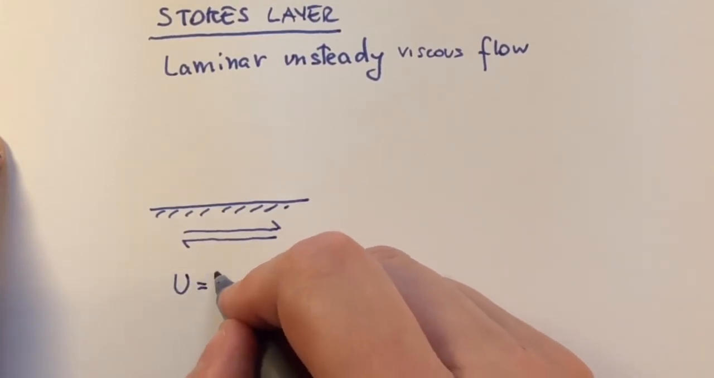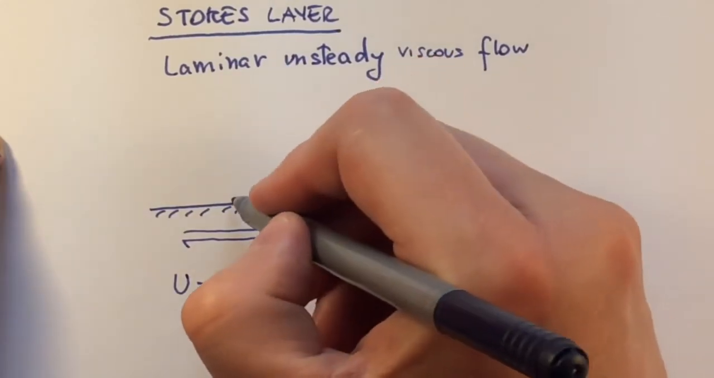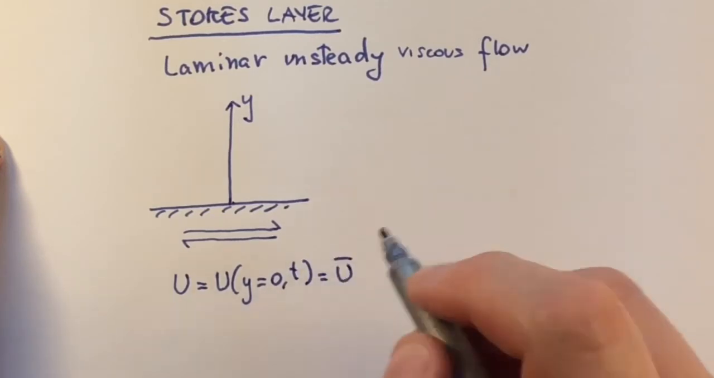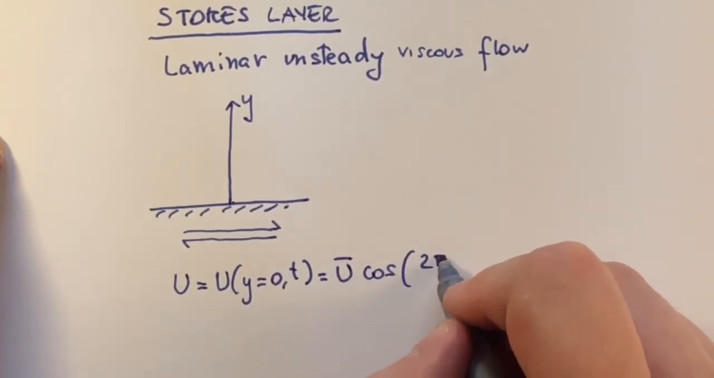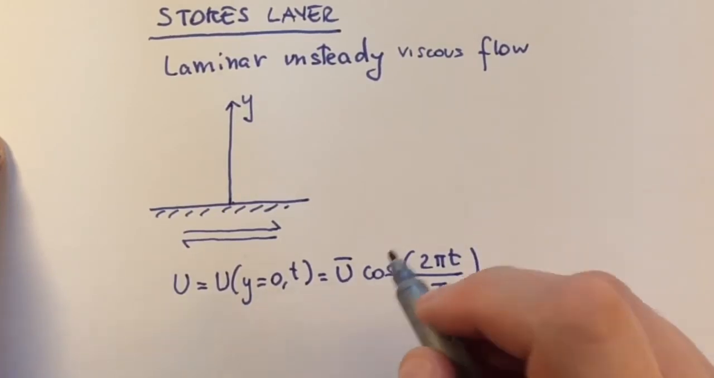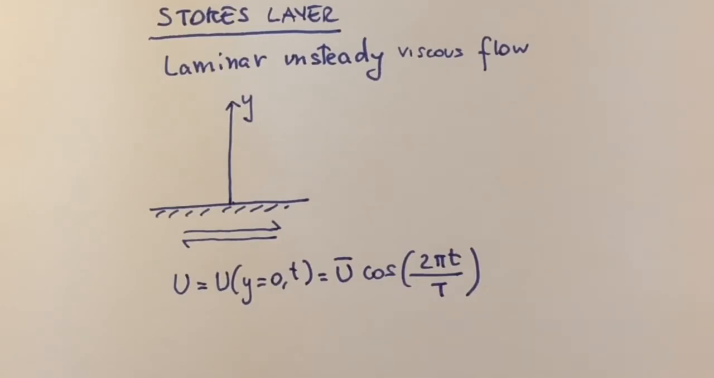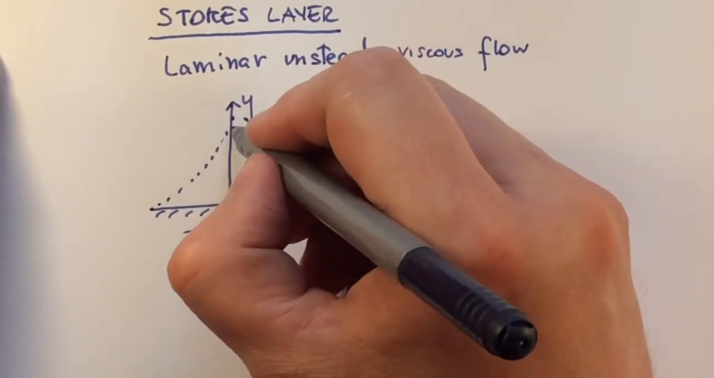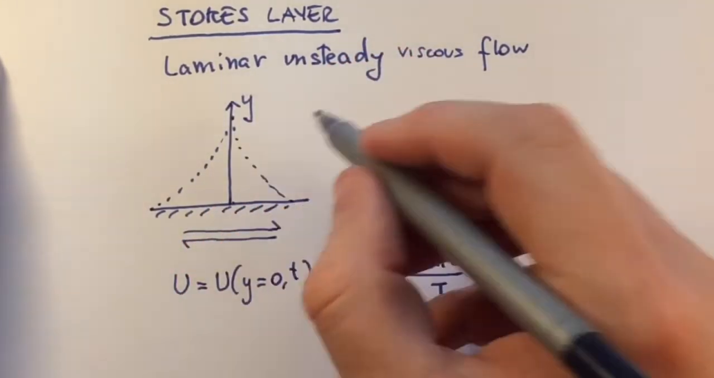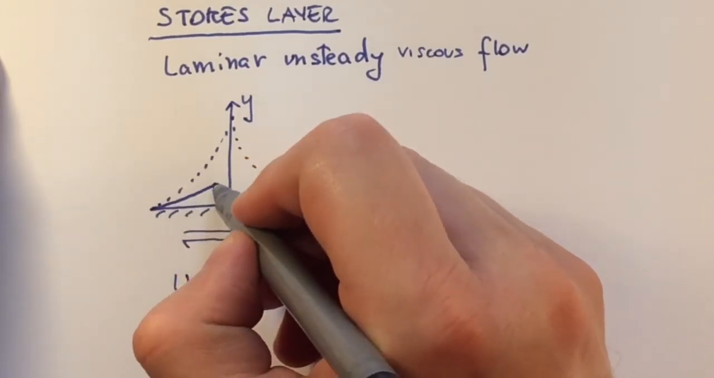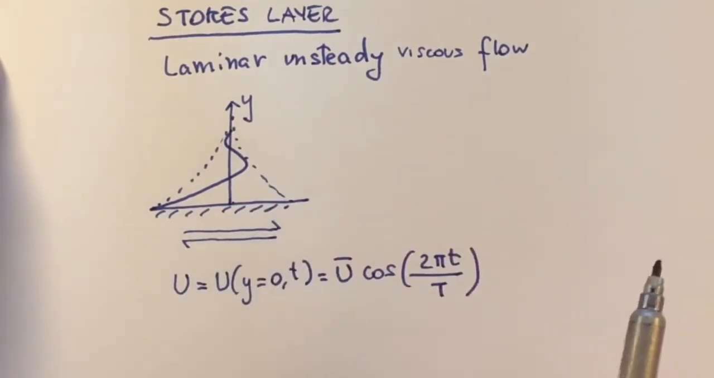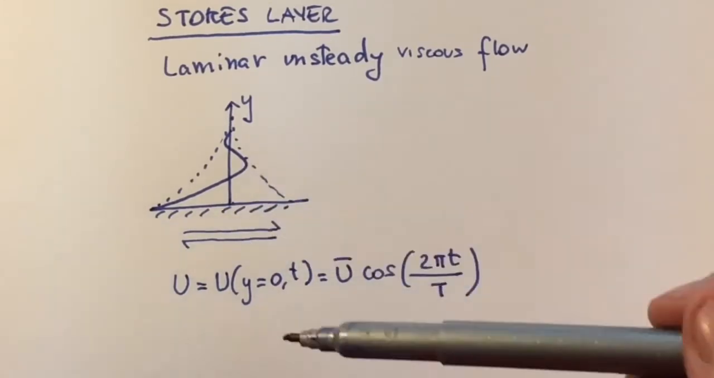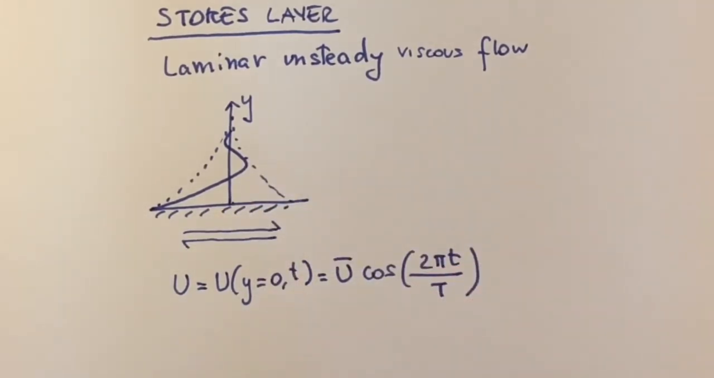So U at the wall, so at y equals 0, where y is the wall normal coordinate, as a function of time, is a certain u bar cosine of 2 pi t divided by big T, where T is the period and u bar is the maximum velocity. So we saw that the velocity profile is confined into an exponential envelope. When the velocity is maximum on the wall, then the velocity profile will look like that. So each particle of the fluid at a certain location from the wall oscillates in planes that are parallel to the wall.